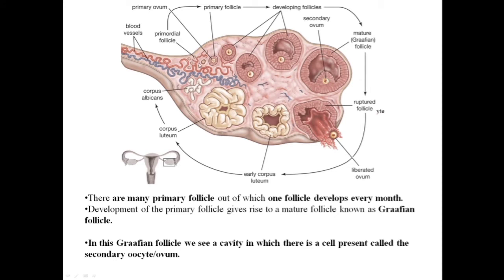So there are many primary follicles as you see over here, and every month one follicle out of all these grows and matures into a larger follicle, which is known as the mature Graafian follicle. So here you see the developing follicle. One follicle out of this is developing, and it reaches a stage where it is called a mature Graafian follicle. Let us see the structure of this Graafian follicle in the next slide.